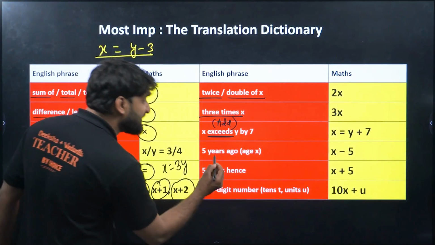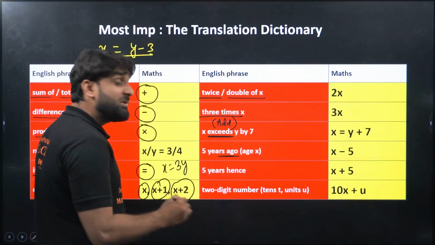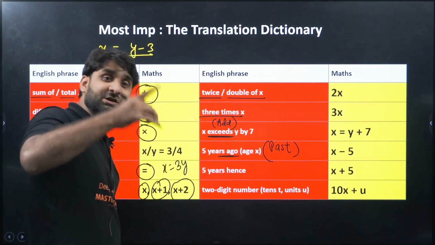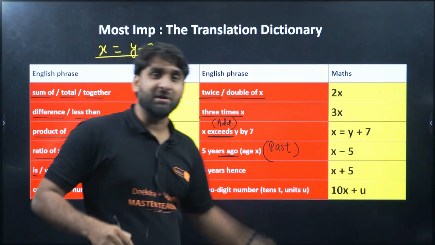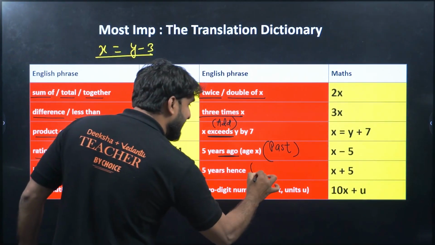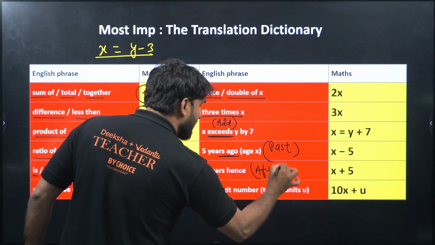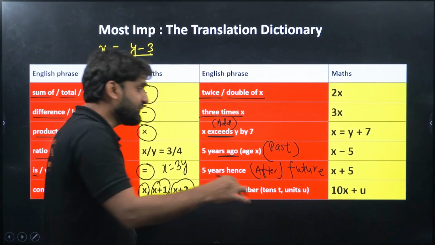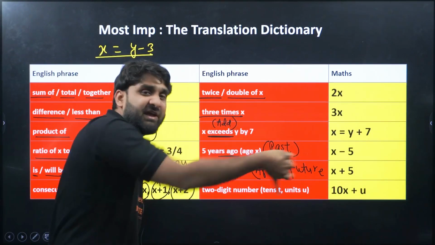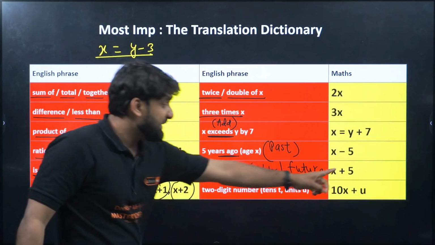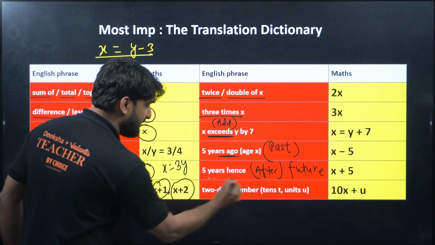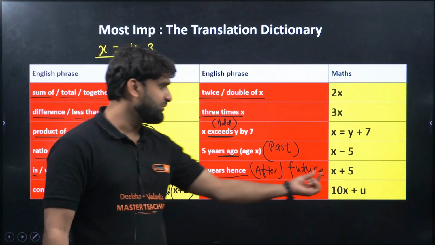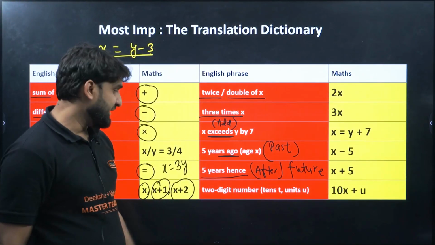Clear? 5 years ago, my dear champion, ago means we are talking about the past. So the format will look like X minus 5. 5 years hence or after, it means we are talking about the future. After 3 years, 5 years hence, 6 years hence. So if the word hence is there, please use the addition sign, and this is 5 years hence, so X plus 5, because we have already assumed X as the present age.